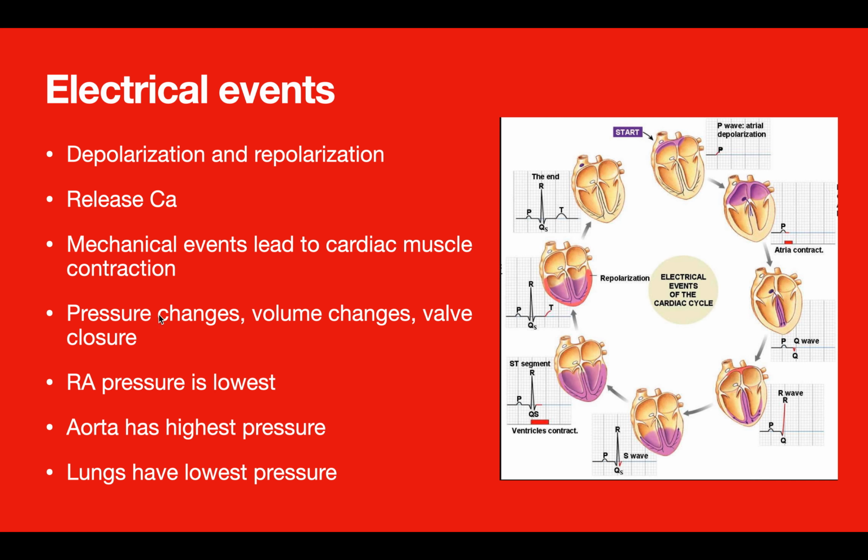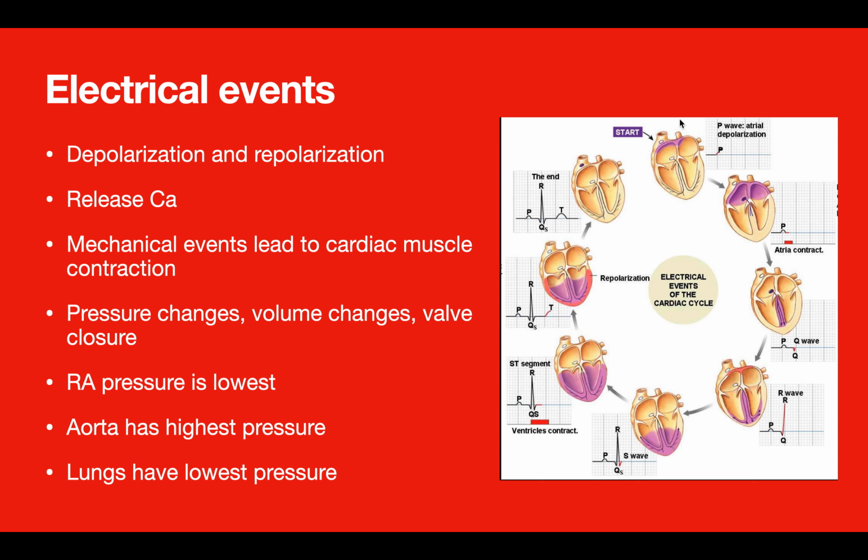And then there are going to be all these pressure changes, volume changes, and valve closures during the entire cycle. The right atrium is where the pressure is the lowest, of course, because here's the start. The blood has to fall in from both the superior and the inferior vena cava, and it only falls into the atria if the atrial pressure is low, like a vacuum. It will suck the blood in.